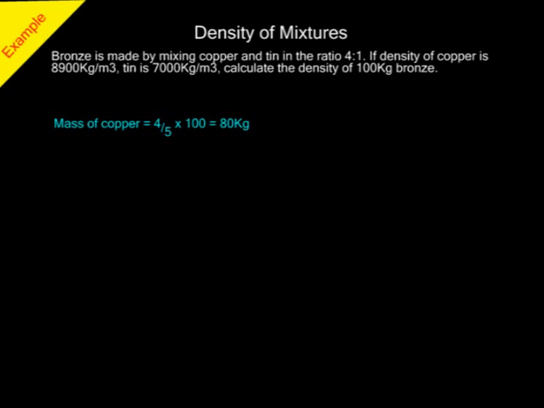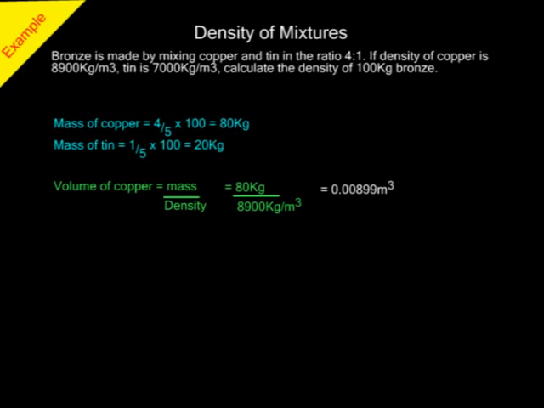So mass of the copper from the ratio 4:1 will be given by 4/5 times 100, which gives us 80 kilograms. Mass of tin, again from that ratio, is 1/5 times 100, which gives us 20 kilograms. So that will now allow us to calculate the volumes. Volume of copper is equal to mass of copper over density of copper. That is 80 over 8,900. That gives us 0.00899 meter cubed.